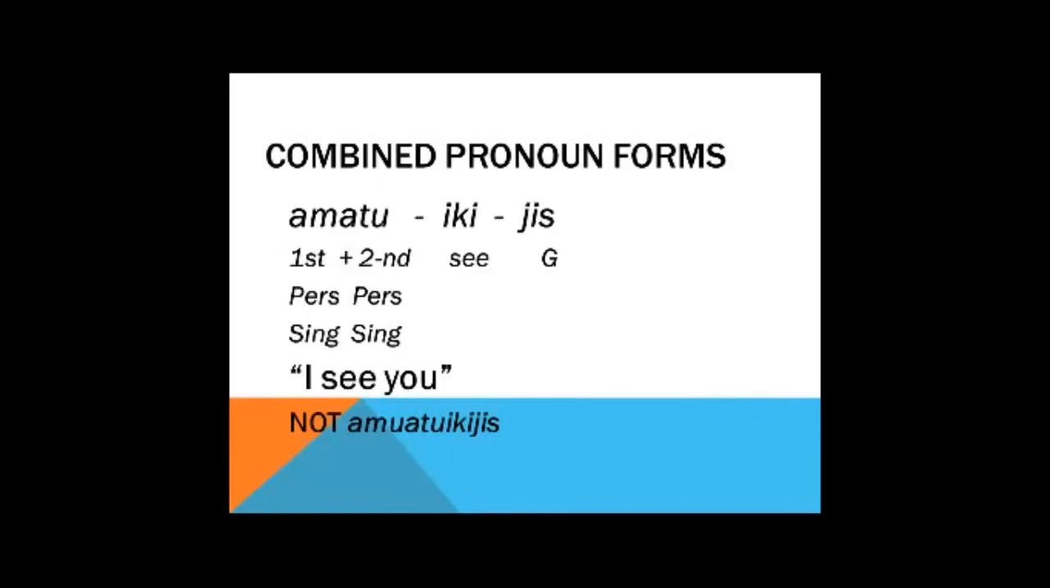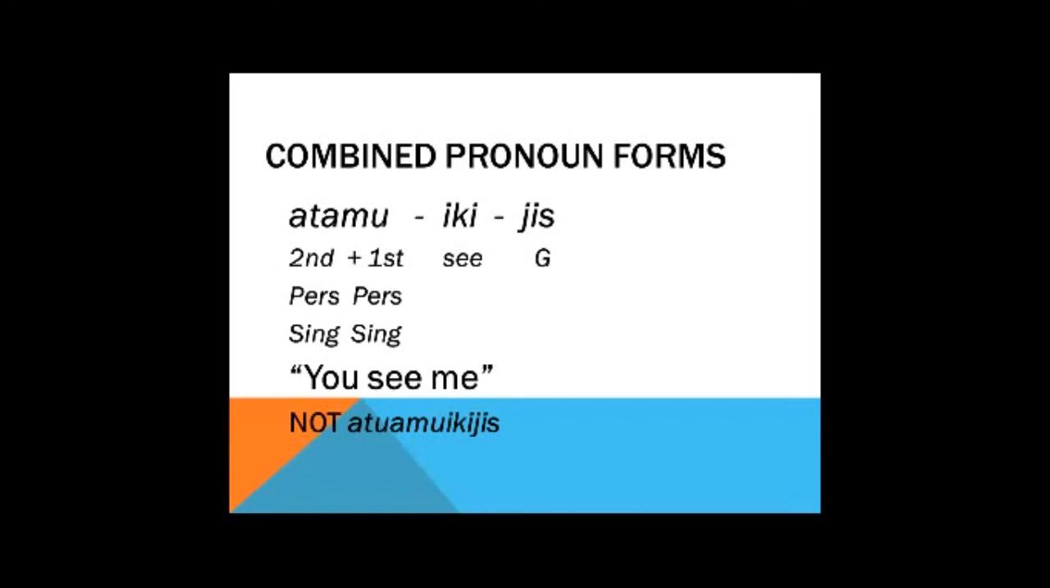So let's exemplify the combined pronoun form. So if I want to say I see you, there's no nouns in that sentence, it's just pronouns. I have the subject first, the object second. I am the subject, the person doing the seeing. You're the object, the person receiving the action of the seeing. Therefore the sequence will be I and then you, and then the verb root, iki, to see, and the general verb ending yis. You would expect it to be amuatuiki yis, but you have the special combined form of first person and second person singular in sequence, amatu, so you get amatuiki yis, which translates as I see you.